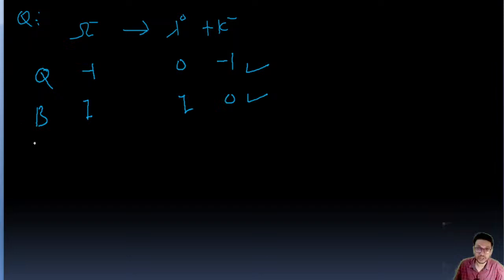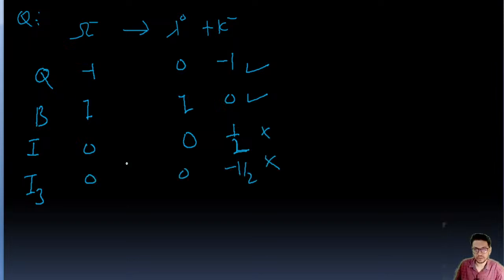Now we'll check I. So you need to practice, guys. Then you can easily solve it. I is 0 for this, because only this is a singlet. 0 and 0, and this is 1/2 for I. And if you talk about I3, this is 0, 0, and this is -1/2. This is not allowed, this is not conserved. You can see I and I3 are not conserved.